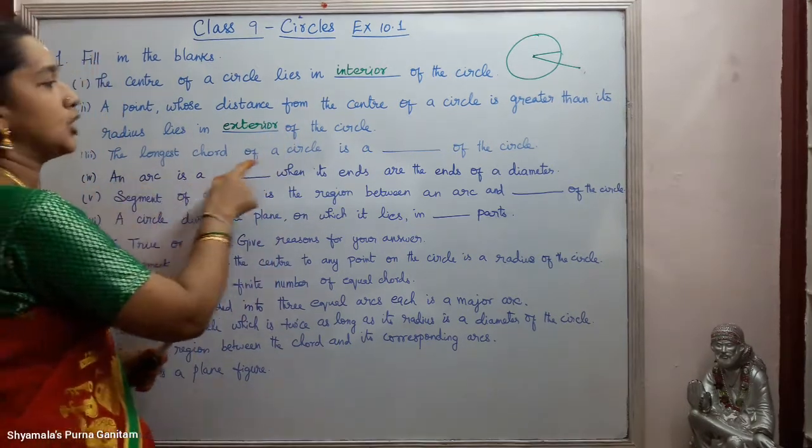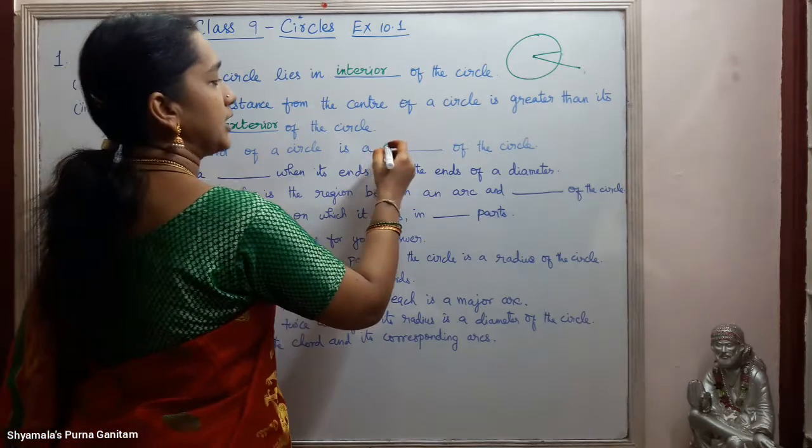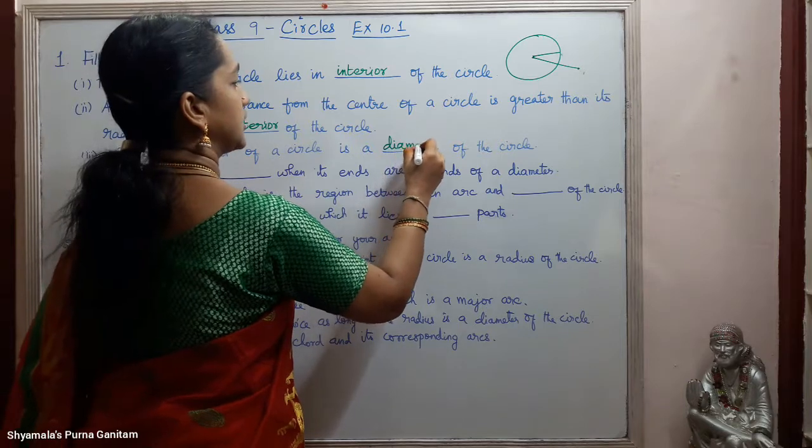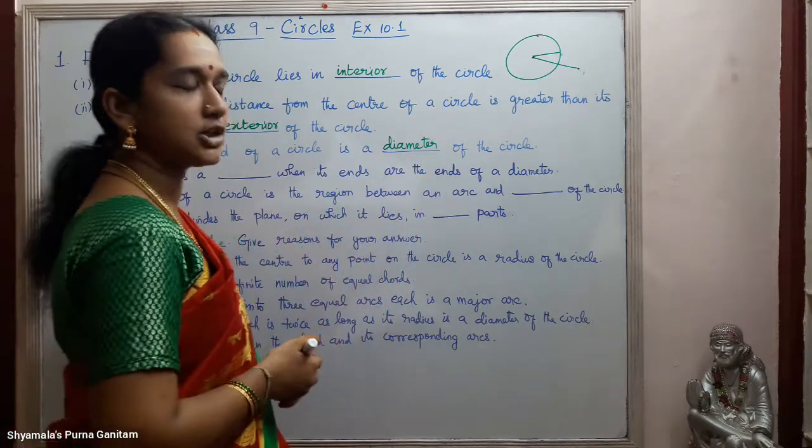Then, the longest chord of a circle is a diameter of the circle. The longest chord is the diameter. It will pass through the center of the circle.